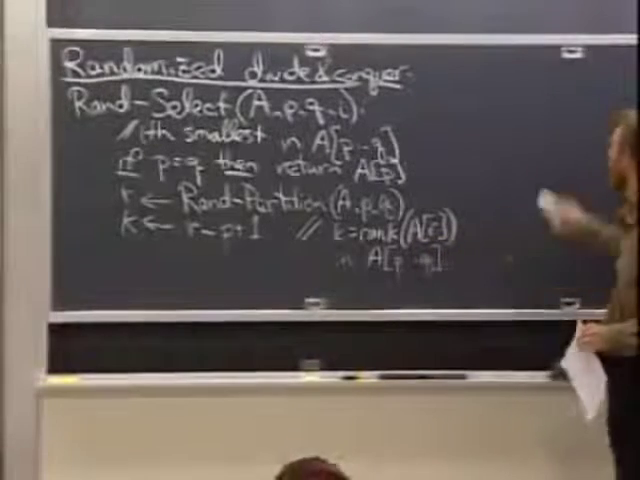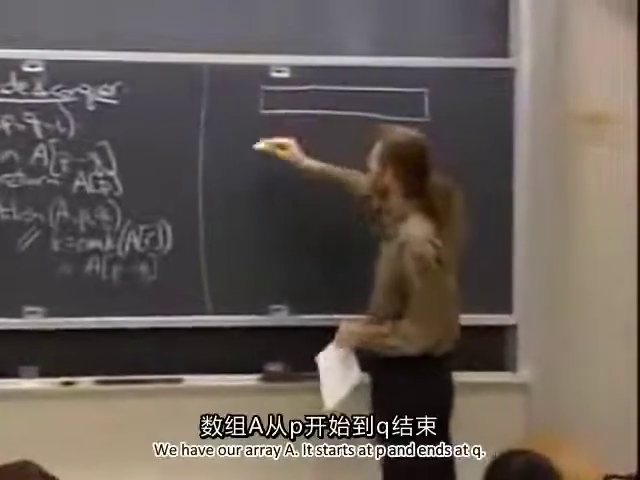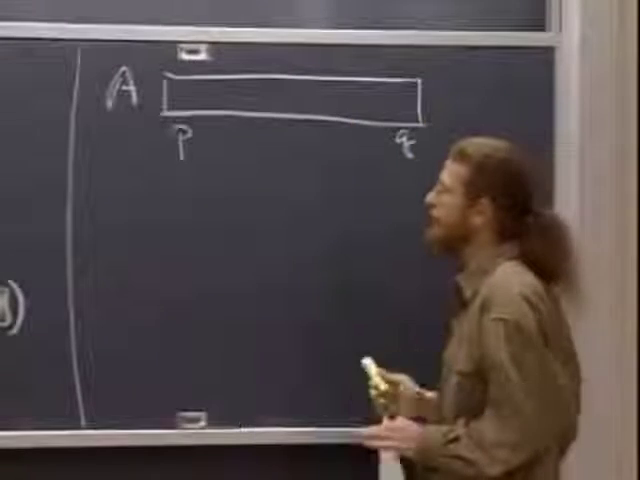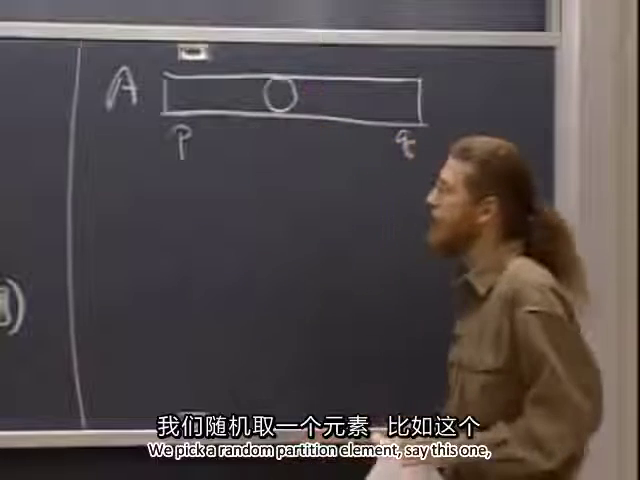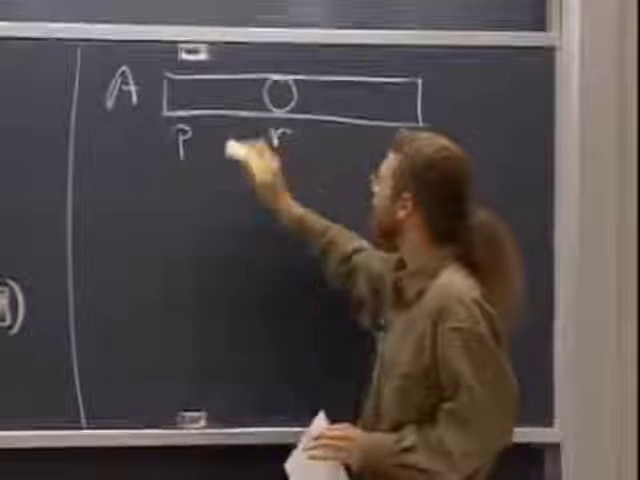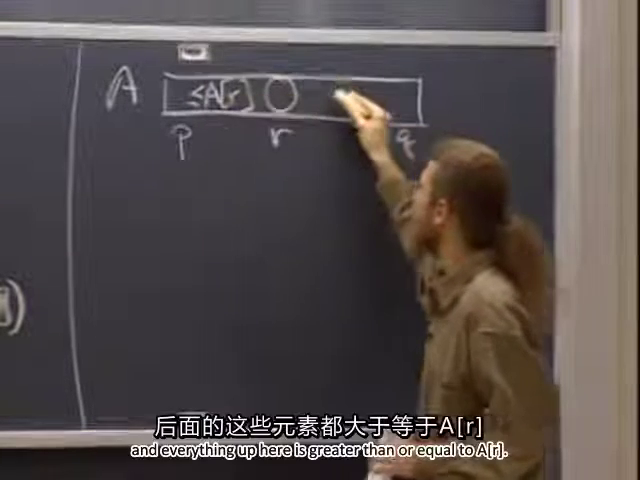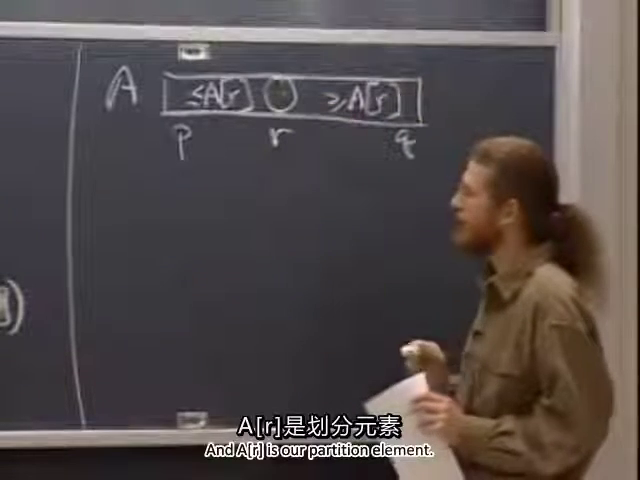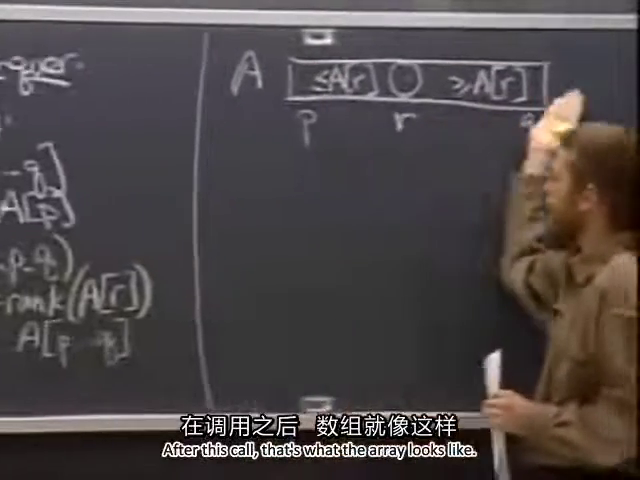Okay, so let me draw the picture here. So we have our array A. It starts at P, ends at Q. I mean, there's other stuff, but for this recursive call, all we care about is P up to Q. We pick a random partition element, say this one, and we partition things so that everything over here, let's call this R, everything in here is less than or equal to A of R, and everything up here is greater than or equal to A of R. And A of R is our partition element. Okay, so after this call, that's what the array looks like.